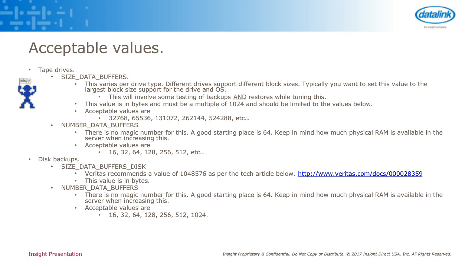Corresponding with the size data buffers disk is going to be the number data buffers disk. So it'll have an underscore disk at the end of that. These values are the same. It's the 16, 32, 64, 128, etc. These are all in RAM, so you'll want to take into account the number of jobs you're going to run, the amount of RAM in the system, and you'll want to, of course, leave room for other processes and other things going on in the server, including the operating system. So it's important to make sure not to exceed the amount of RAM in the system.